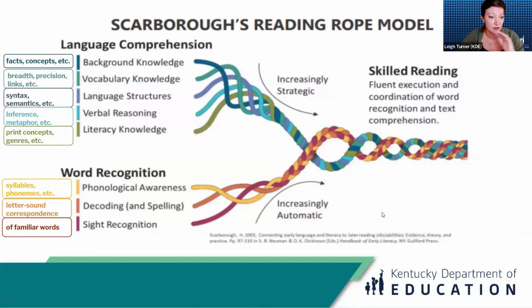So I'm just going to give you about 45 seconds real quick to look at that. And again, if you think back to this rope that I undid right here, if I have one strand that is problematic or that is lacking, then my skilled reading is not going to be a tight rope at the end.